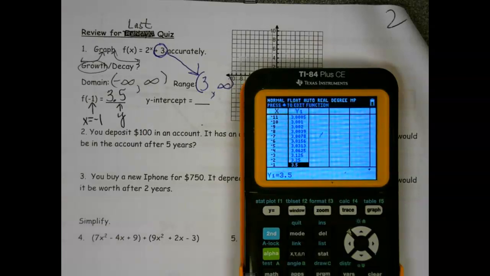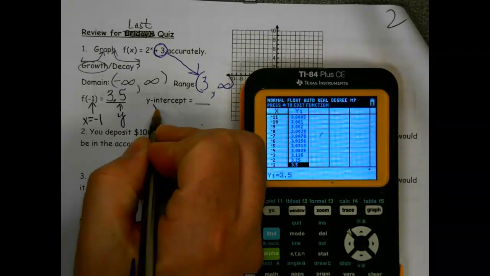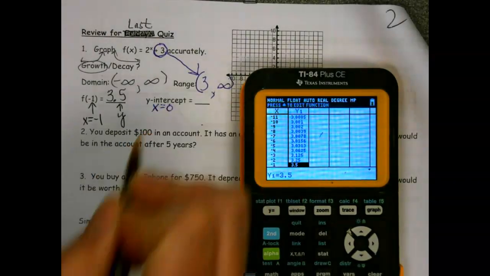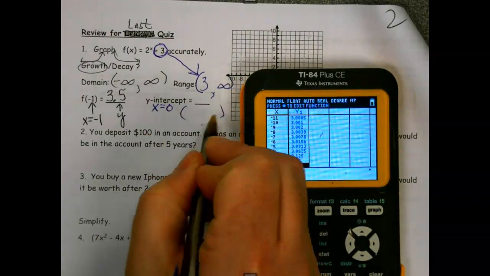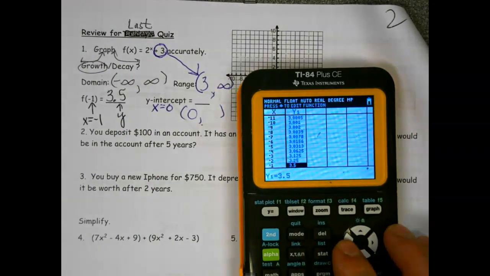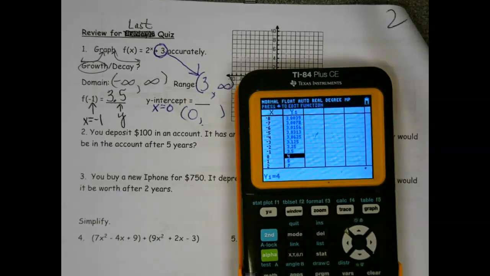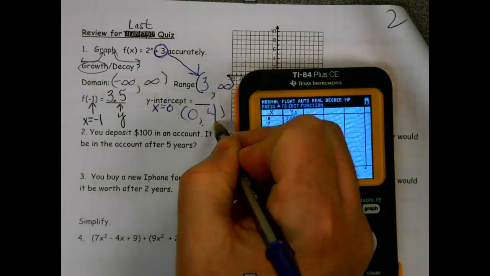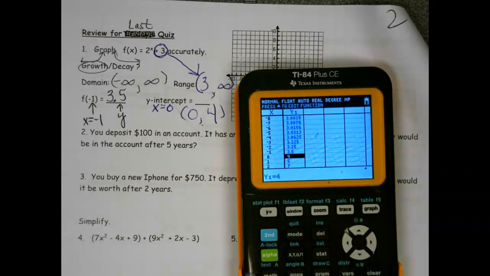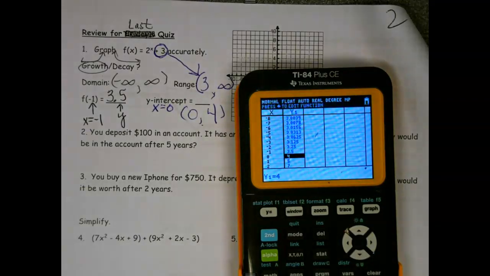And then the y-intercept is similar. It just means that the x value is going to be 0. So I keep scrolling, and when I see where x is 0, there's my y. And I've got it. So most of this is just a couple of quick things that we're making connections or using the chart to get to that value.